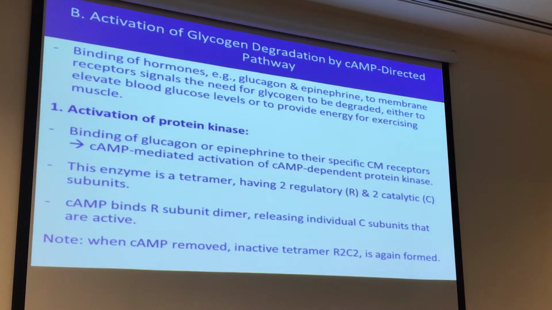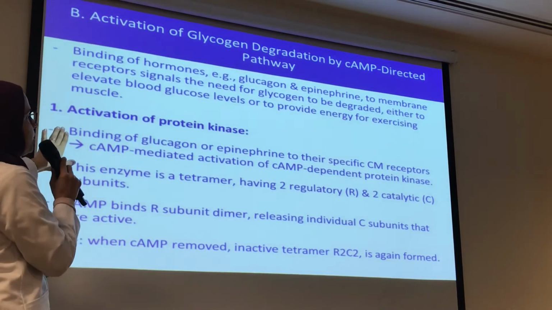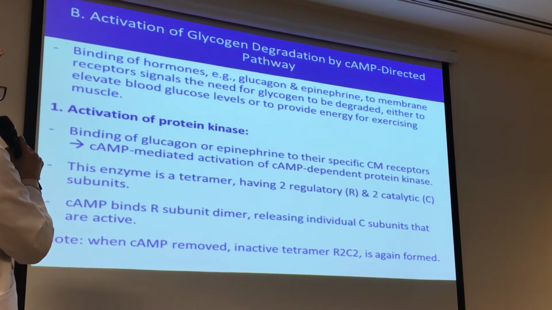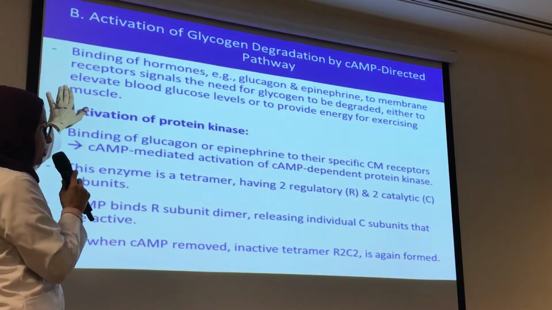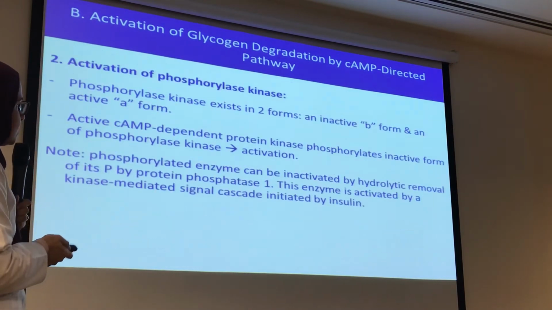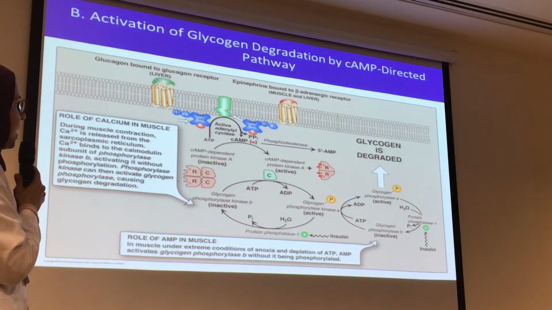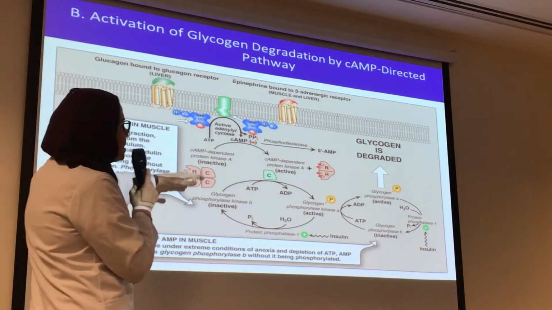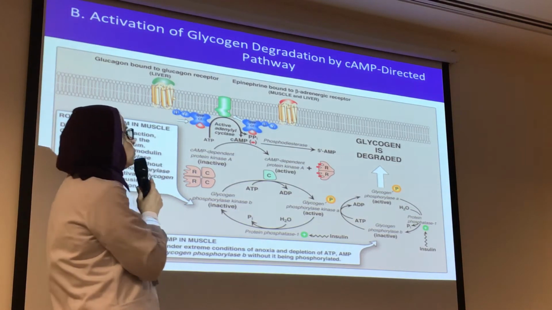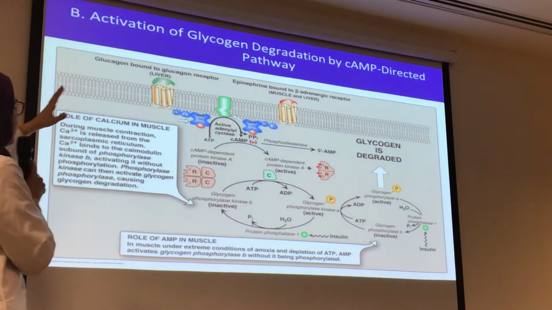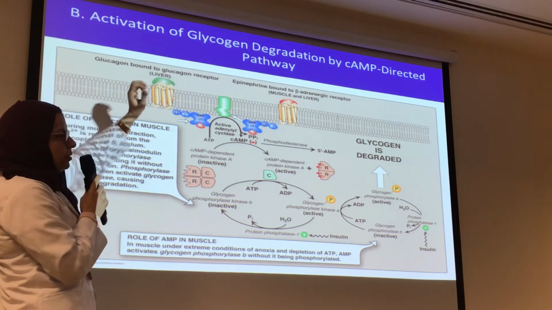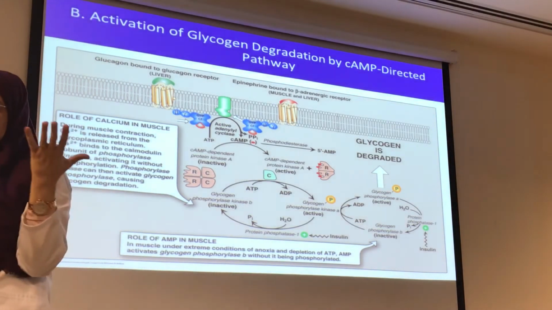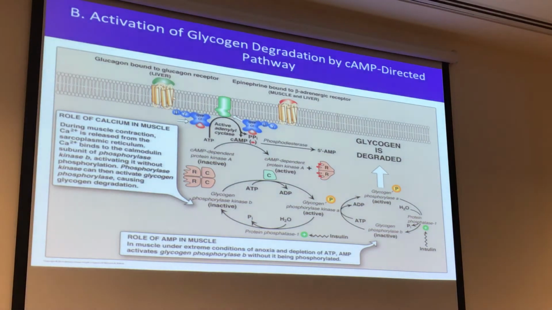Okay, now we're going to talk about the degradation by cyclic AMP directed pathway. This is the hormonal control, okay? And this is all actually summarized in here. So this is the cascade of events that I'm going to talk to you about. Let us talk about glucagon. So when we are not eating, our blood sugar goes down, right? Glucagon will go up, and the mission of glucagon is to bring that blood sugar up, right?